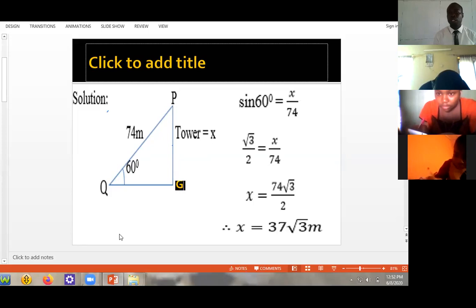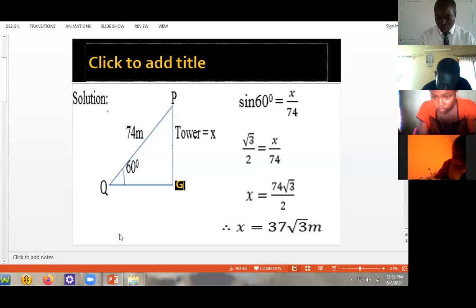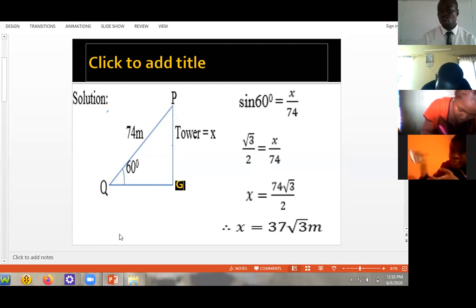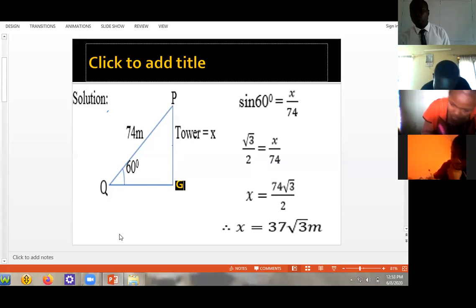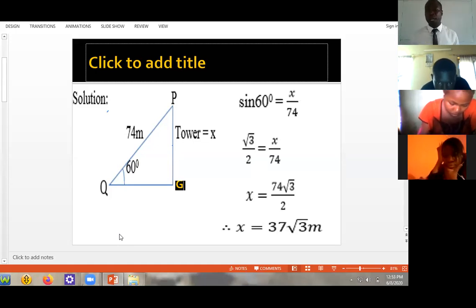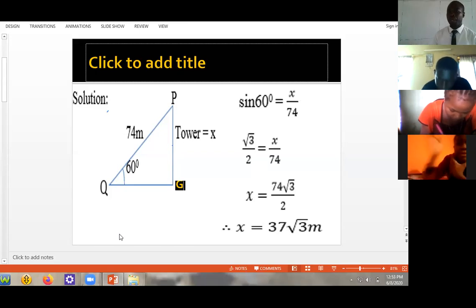Sine 60 is equal to x over 74. And from what we have done in our last class, sine 60 is the same thing as what? Root 3 over 2. So we have root 3 over 2 equals x over 74. If you cross multiply or clear the fraction, x is equal to 74 root 3 over 2. When you divide 74 by 2, you have 37. So your answer is 37 root 3 meters.